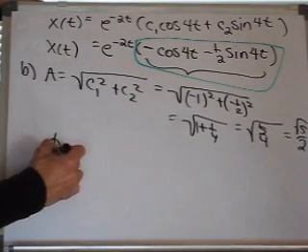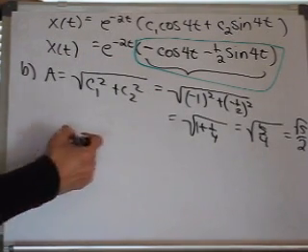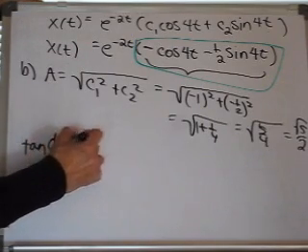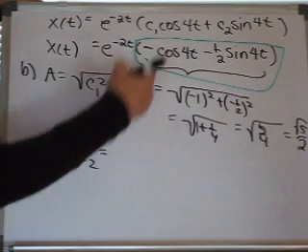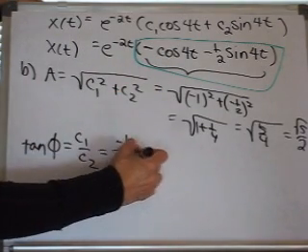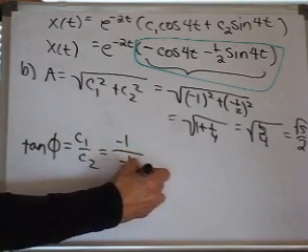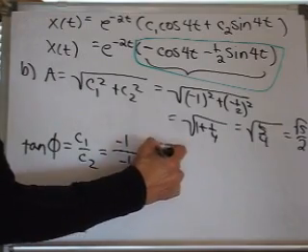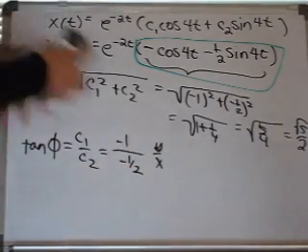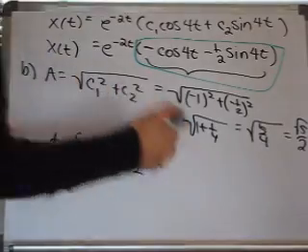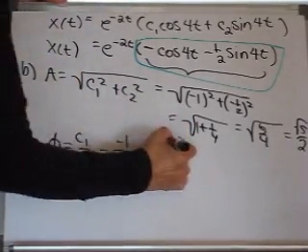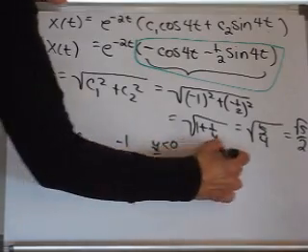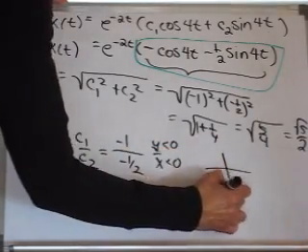The phase shift phi is going to be, we know the tangent of phi is c1 over c2, where c1 is the coefficient of cosine. So this is actually equal to a negative 1 over a negative 1/2. Remember, tangent is y over x, so this tells me that my phase shift phi, that angle, is in a quadrant where y is negative and x is negative, and that would be quadrant 3 in the Cartesian plane.